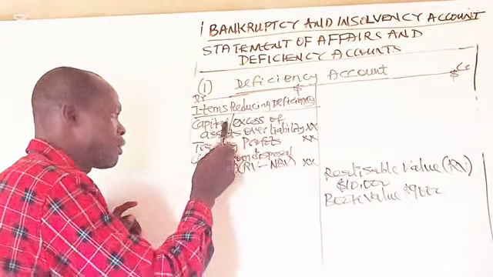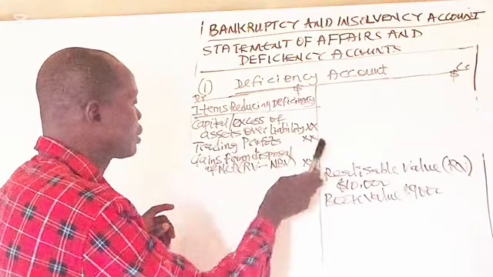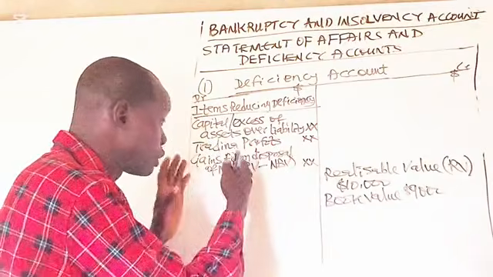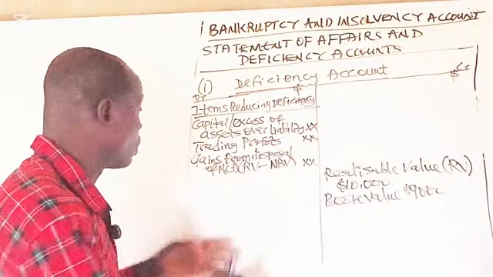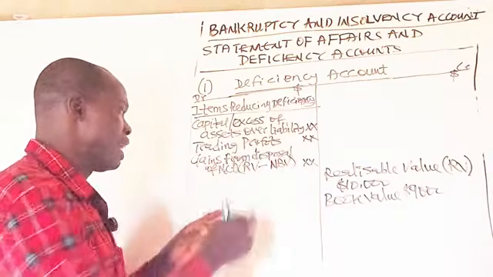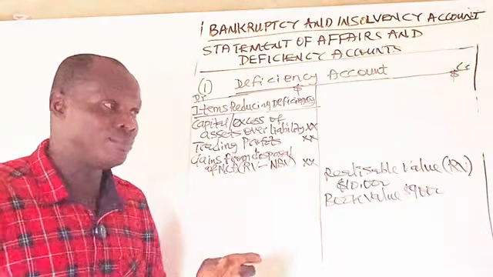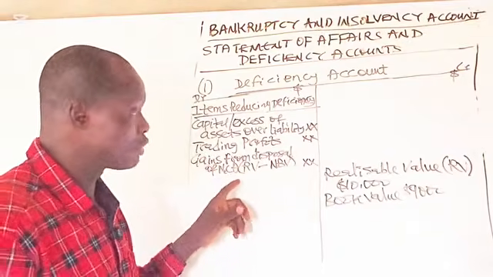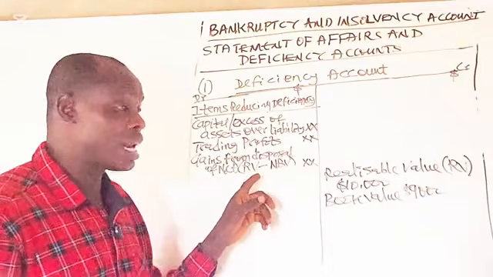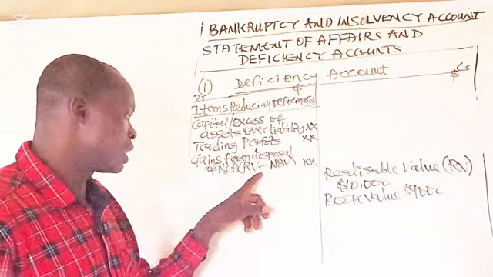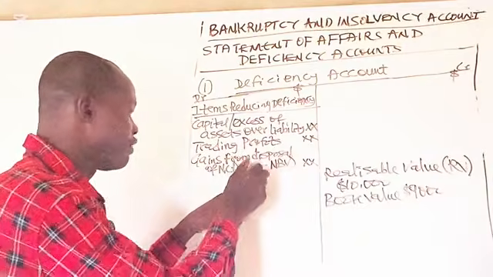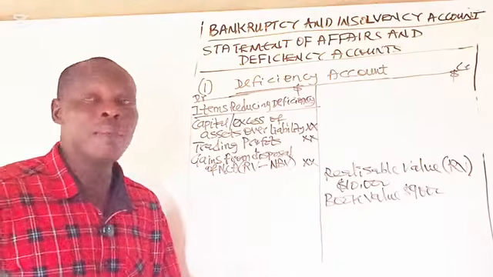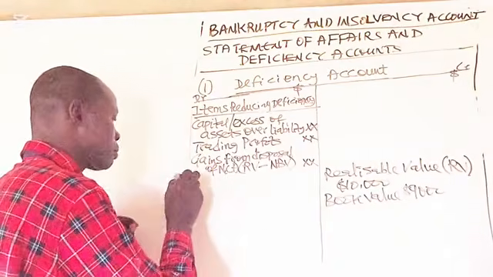So I've made mention of capital or excess of assets over liabilities. Then the trading profits, where the business is able to make profit. The profits will lead to reduction in the deficiency of the business. Then if you have gains from disposal of assets, we have gains where the realizable value, RV, is greater than the book value. Take note of that.